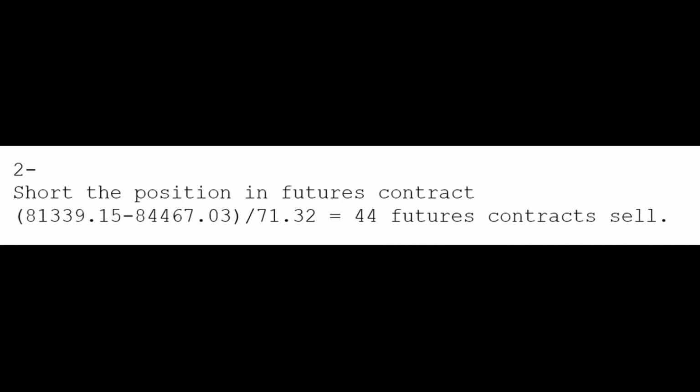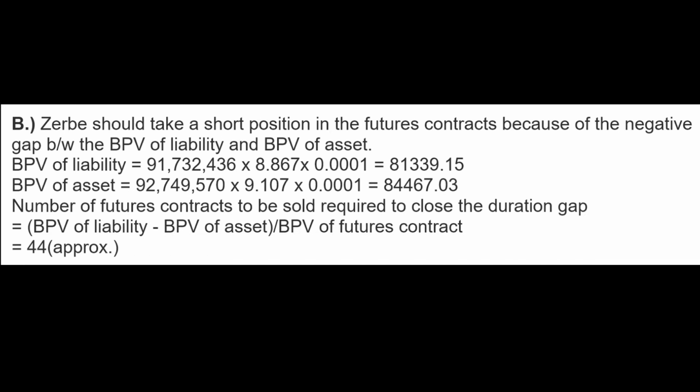Look at the student's answer. Short the position in futures contract, full marks. Calculation shown, 44 futures contract to sell, full marks. Now look at this answer. Zerbe should take a short position, the futures contract, correct, because of negative gap between the BPV of liability, BPV of asset. It was not asked. Why should they go short? It was not asked. So that part is unnecessary writing. Then since show your calculations was given, therefore calculations has been shown. That's perfect. 44 contracts is perfect. Okay.